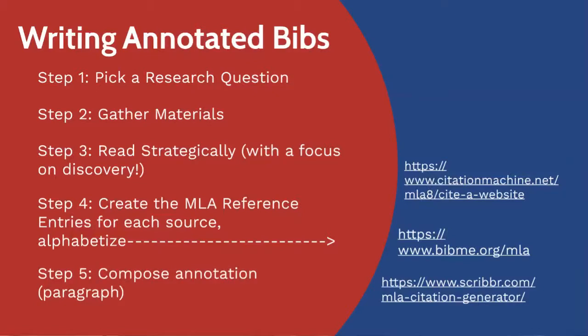Okay, so step 5 then, the last part, is composing your annotation for each of those MLA reference entries. So each of your 8 sources has an MLA reference entry generated by one of those generators. Now you're going to compose the 150-word paragraph for each of those 8 reference entries. And again, we are going to summarize the source that you found. What is the source trying to say? And then evaluate. How good is the source? How well did they do their research? How will it work for you?